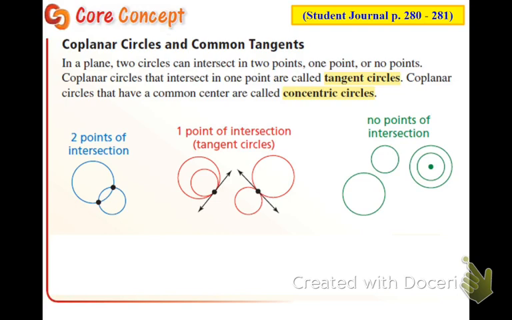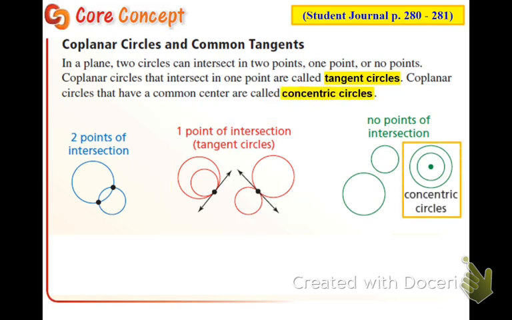Okay. Page 281, your student journal. So you have 3 types of scenarios that you're going to have. In a plane, 2 circles can intersect at 2 points, 1 point, or no points. Coplanar circles that intersect at 1 point are called tangent circles. We're actually going to draw a tangent line through circles quite a bit.